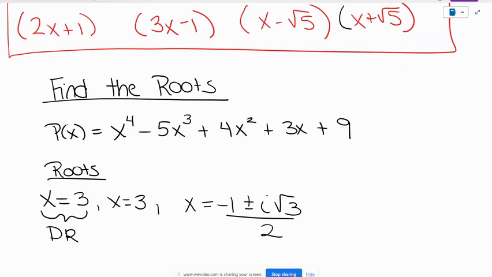using the quadratic. How many people got this? Yay. All right.